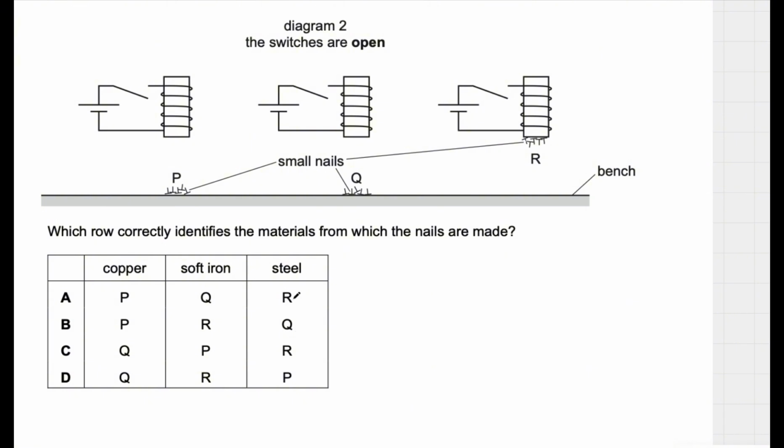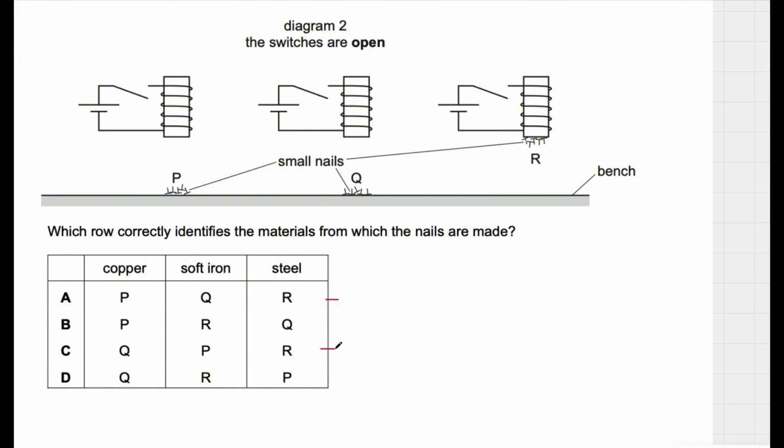The one that didn't fall off is obviously steel. So the answer is anyone that has an arrow at the end, steel. The one that didn't fall off, even when you switched off, is the steel. So our answer is between A and C for question 28.